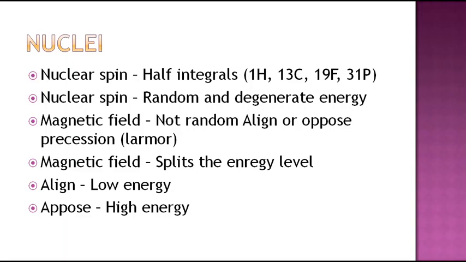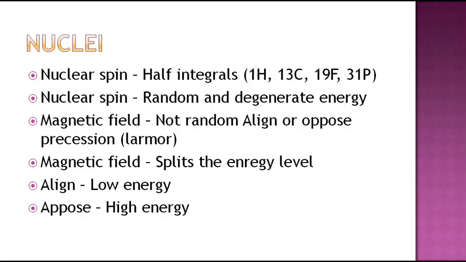Random means they orient in different directions according to the electronic environment in which they are present and the structure of the molecule. All the protons are oriented randomly, but all of them have the same energy. But when a magnetic field is applied, the random orientation is disturbed, and they are supposed to align with the external magnetic field. Either align or oppose the magnetic field.